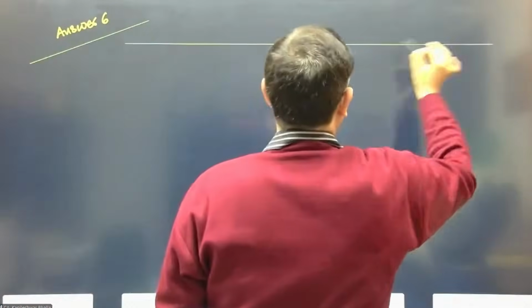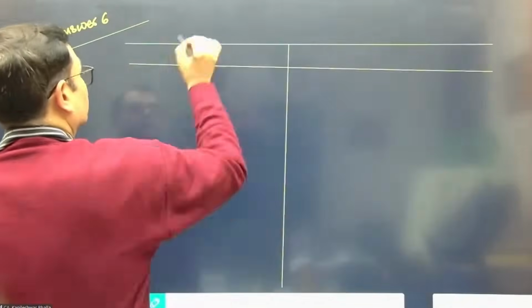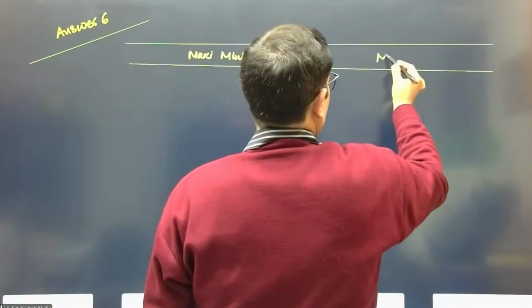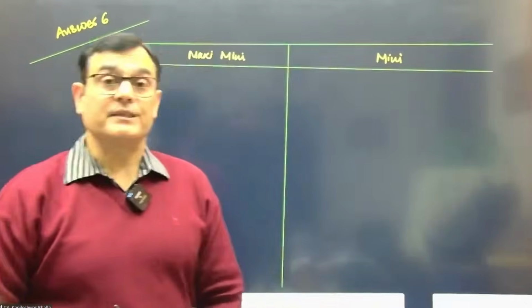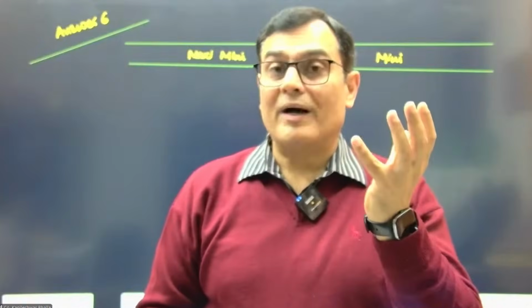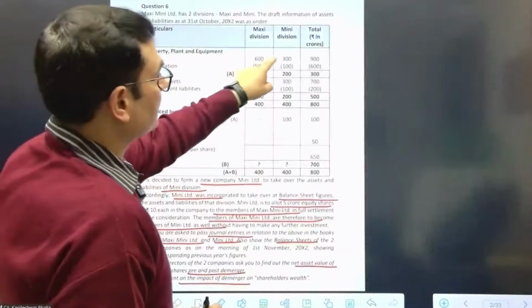So answer to the question number 6. In this particular case, the first thing we're going to do is look at the entries in the 2 set of books. The focus is in terms of books of Maximini. The focus is in terms of the books of Mini. Now, as far as Mini is concerned, he is the new company who's going to act like an acquirer. So he's going to record the assets, everything. So let's go back and pick up the data. So the focus is looking at the balance sheet of Mini.